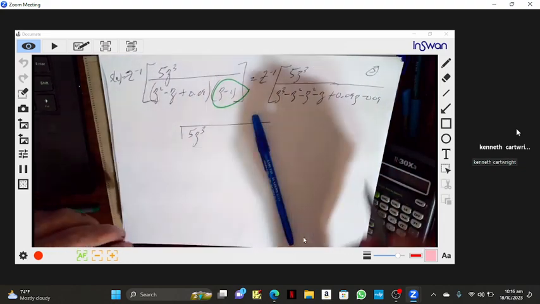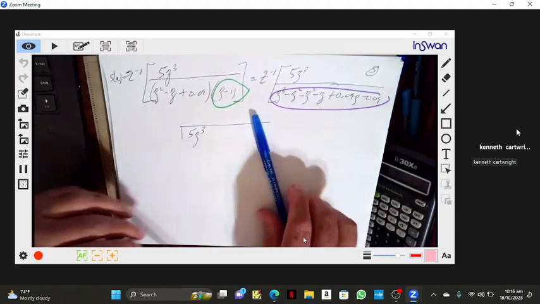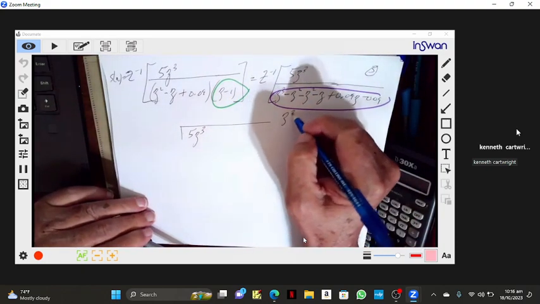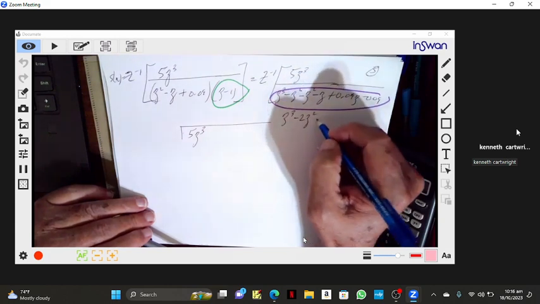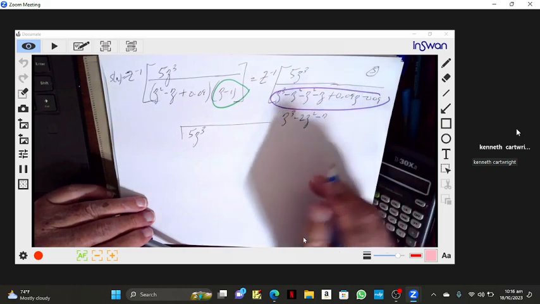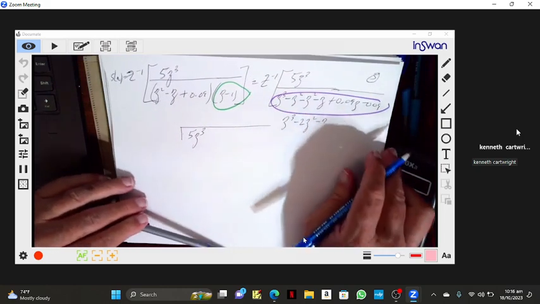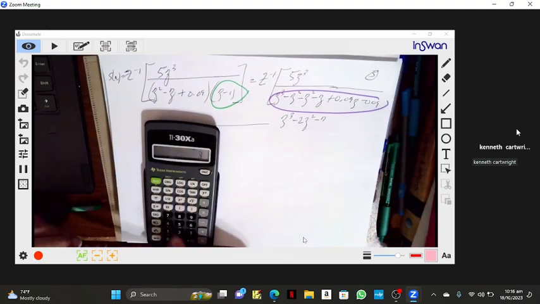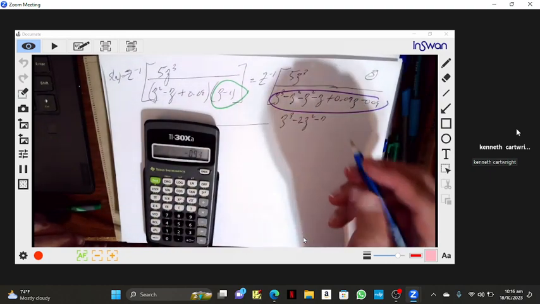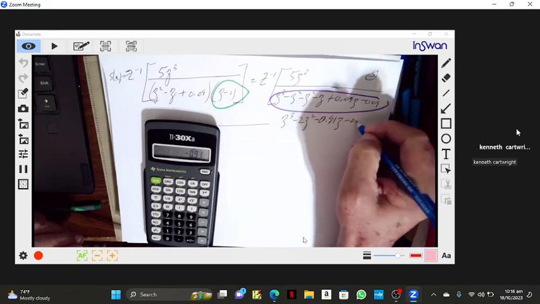On this bottom, z cubed minus 2z squared minus z, no, minus plus 0.09. That's 1 minus plus 0.09 minus 0.91 z minus 0.09.